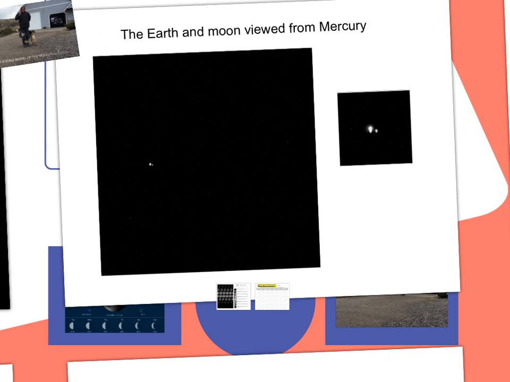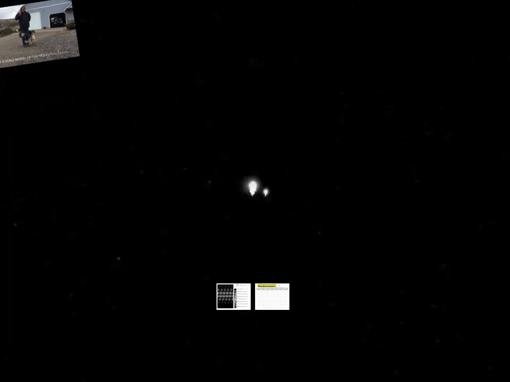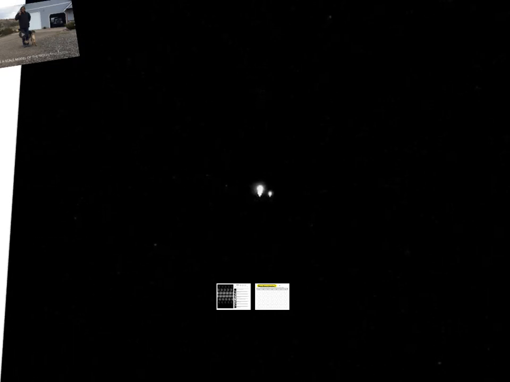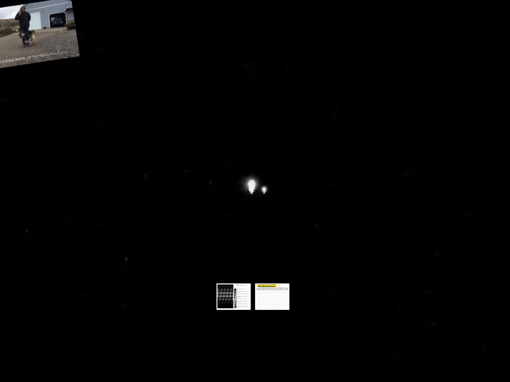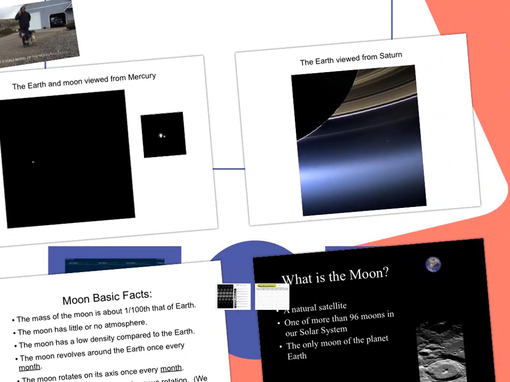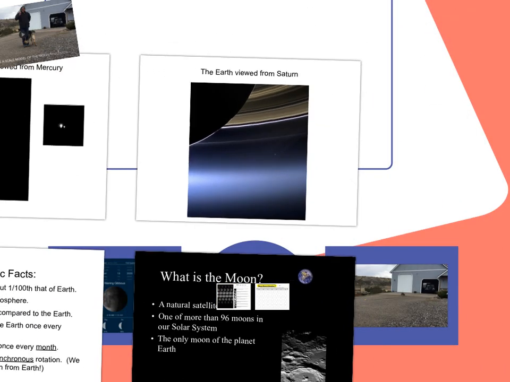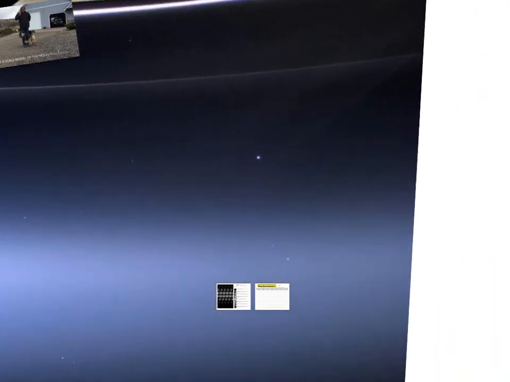This is the Earth and the moon viewed from the planet Mercury. Wow, is that kind of cool? We look very, very small if you look at that. So on the right there is the moon, and the left is the Earth. And then here's the Earth view from Saturn. So here's Saturn, and the Earth is right there. It almost looks like a star.